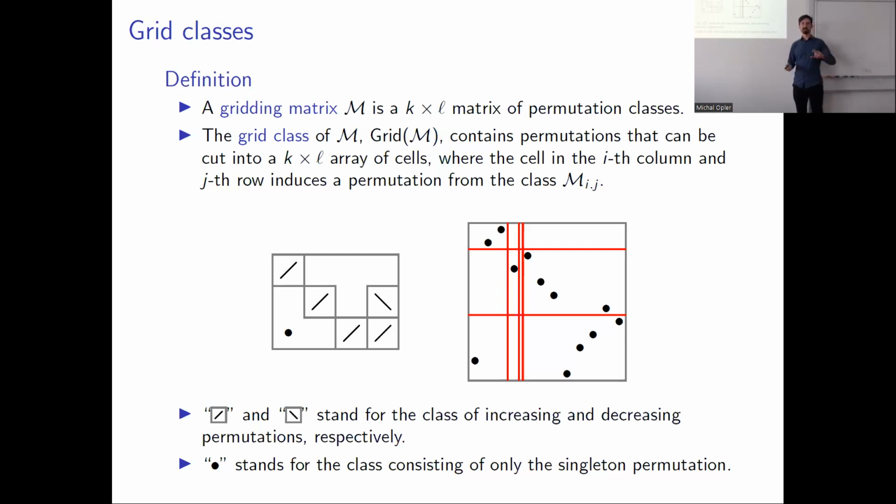But it's often more useful to think about it the other way: I give you this recipe for how to build the permutations from that grid class. So you start with this 4 times 3 array, and then you fill in increasing and decreasing sequences as you like, and however you do it, it'll be a permutation from that class.